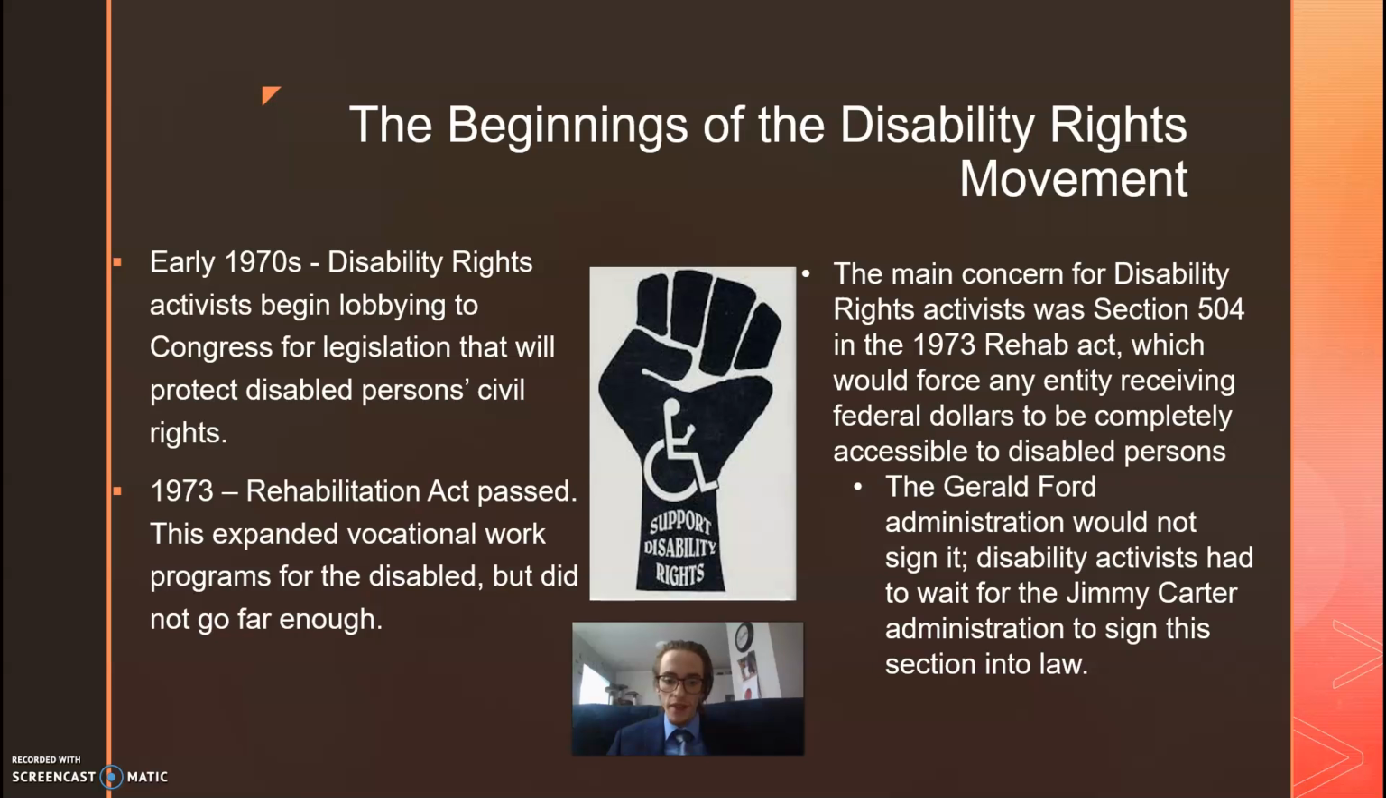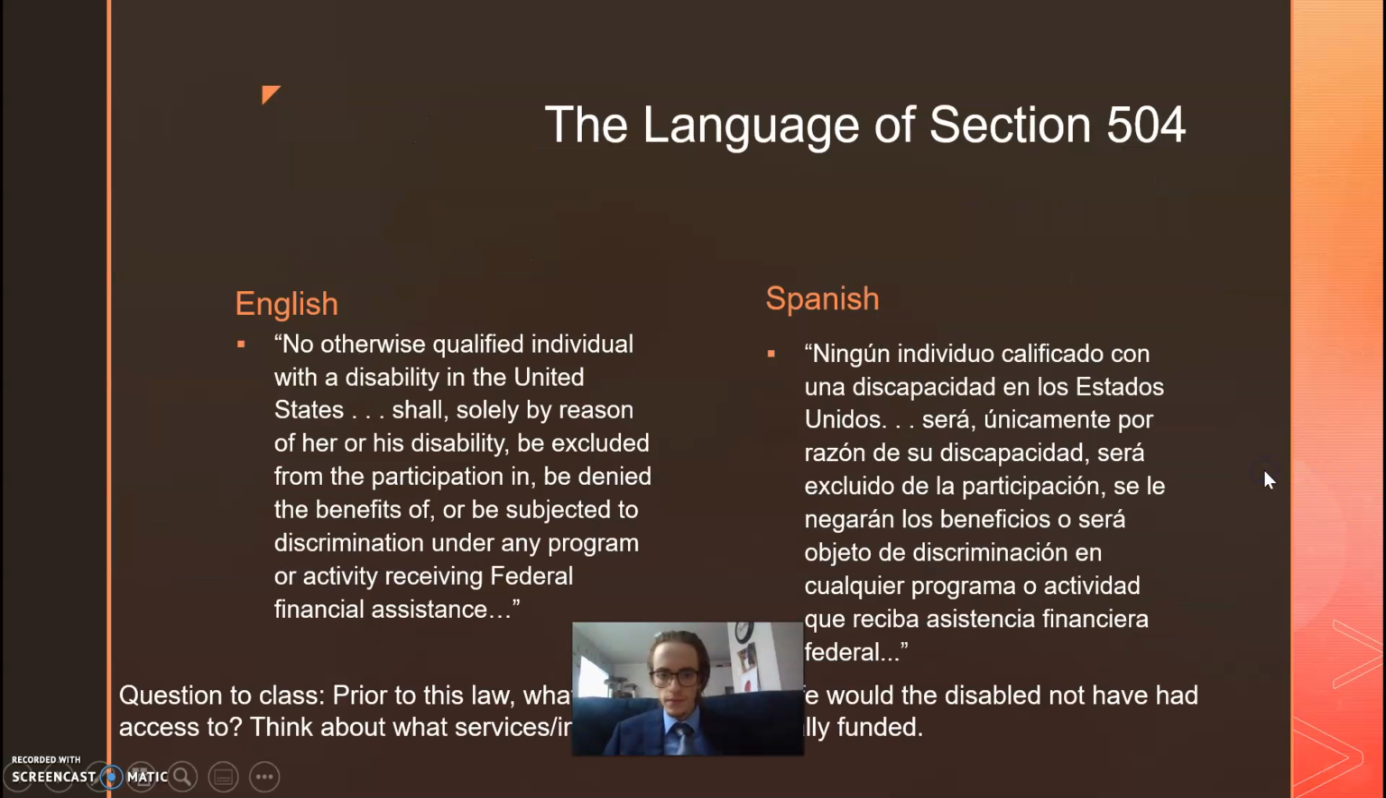However, despite that it was written in 1973, that part of the bill was not signed into law until 1977. The Gerald Ford administration simply would not sign it, thus disability activists had to wait around for Jimmy Carter to sign it into law. So here we get into the language of the 504.